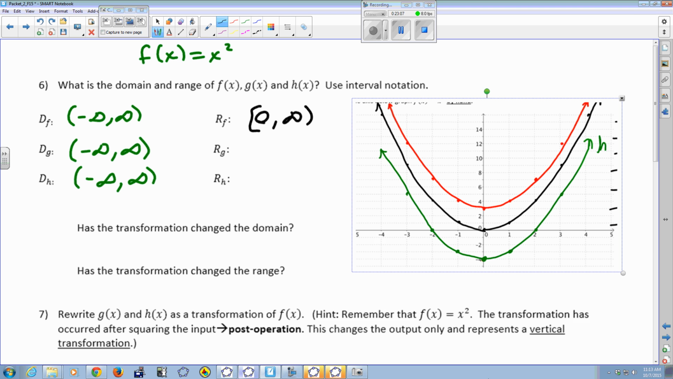What language describes this set of numbers? It's interval notation. This is a set of numbers. What language versus using mathematical symbols describes that set? Greater than or equal to 0. All real numbers greater than or equal to 0.